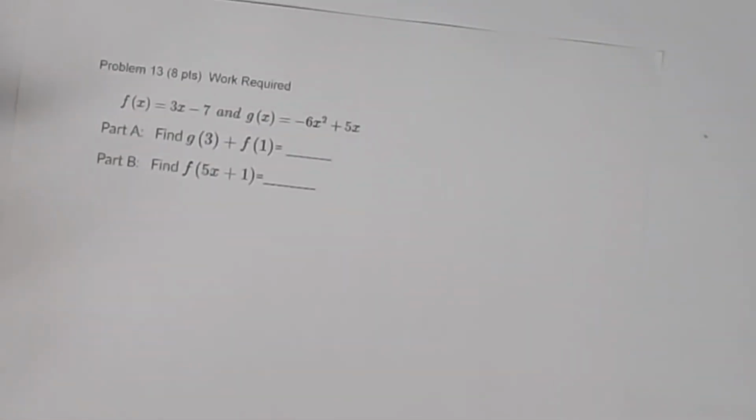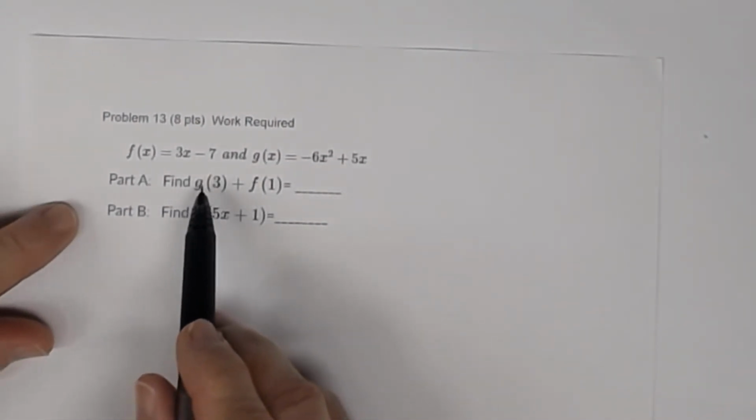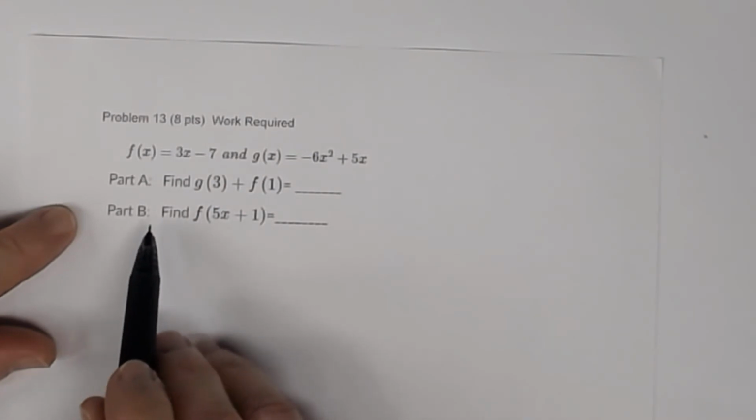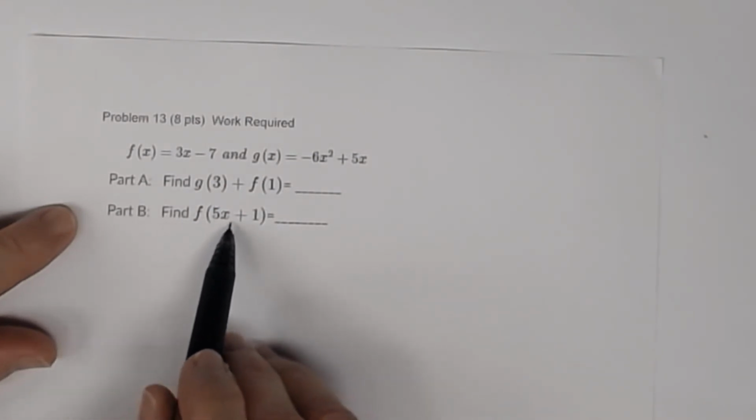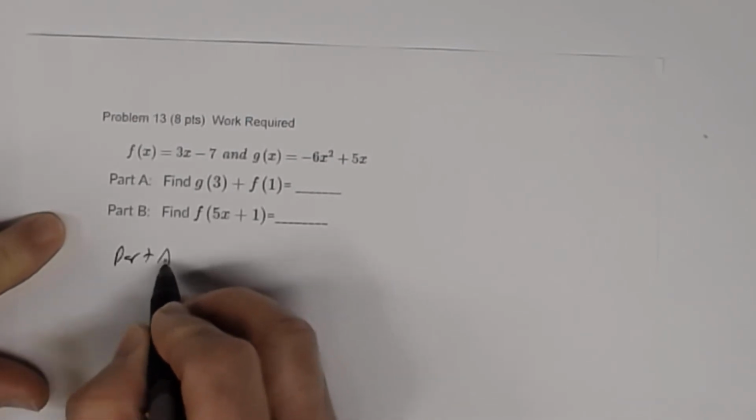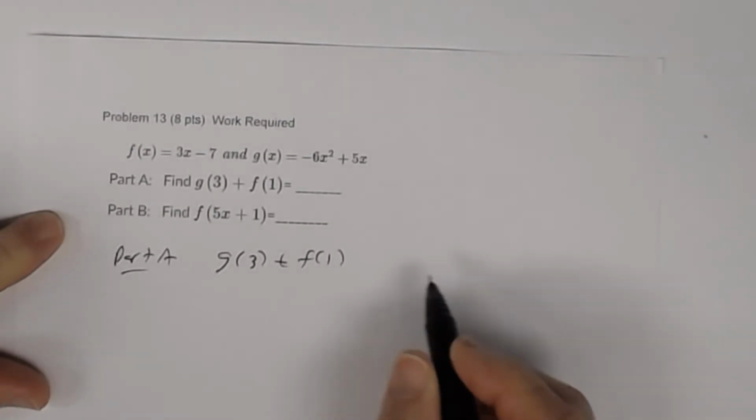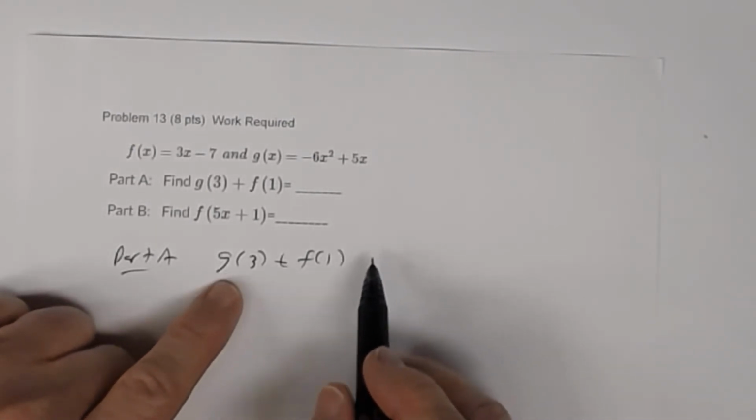Okay, number 13. So you're given two functions, f of x and g of x, and you want to find g of 3 plus f of 1 for part A. And for part B, you want to find f of 5x plus 1. So let's look at part A. In part A, you want to find g of 3 plus f of 1.